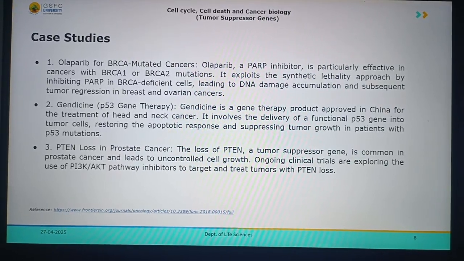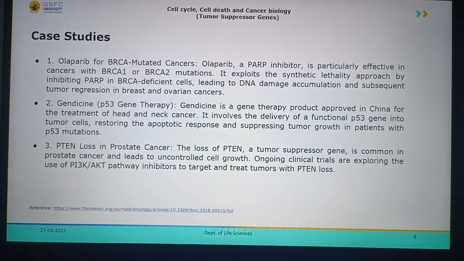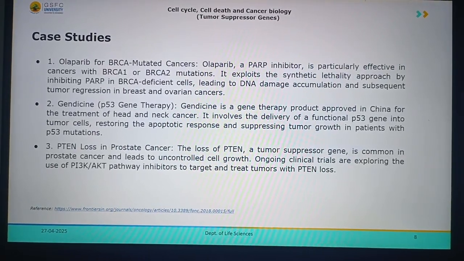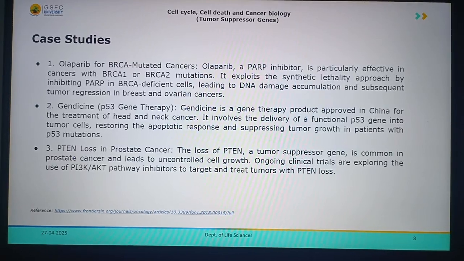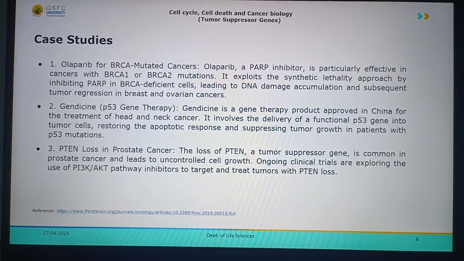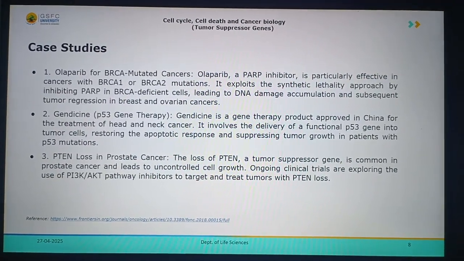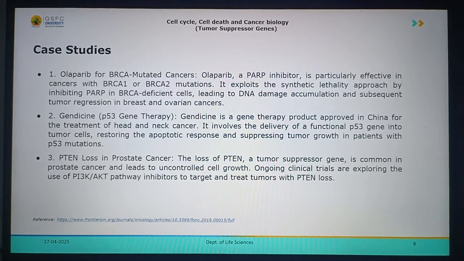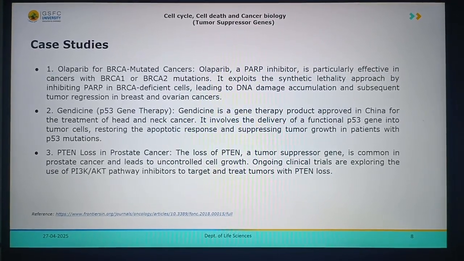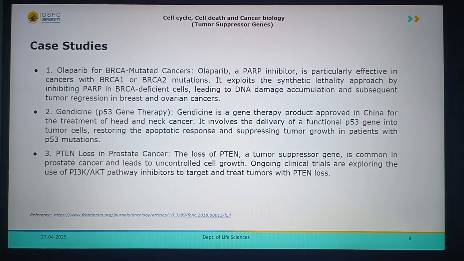PTEN loss in prostate cancer. The loss of PTEN, a tumor suppressor gene, is common in prostate cancer and leads to uncontrolled cell growth. Ongoing clinical trials are exploring the use of PI3K/AKT pathway inhibitors to target and treat tumors with PTEN loss.